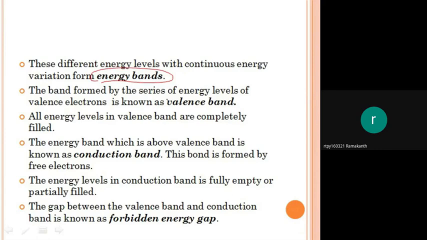Okay, so the series of energy levels formed by valence electrons is known as the valency band, and the band formed by conduction or free electrons is known as the conduction band. The valency band is completely filled, whereas the conduction band is fully empty or sometimes partially filled.